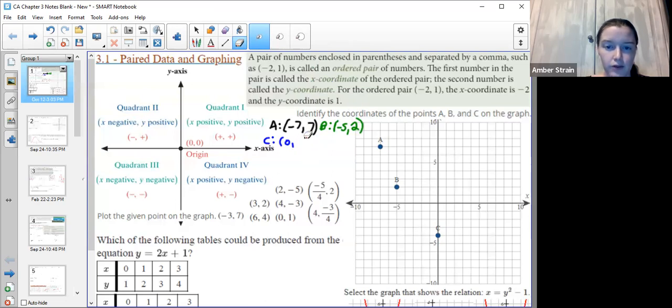Okay, so just be careful with those positives and negatives. It's really easy to overlook. And like I said, sometimes when not every single number is labeled, it is easy to miscount or just see that closer number.